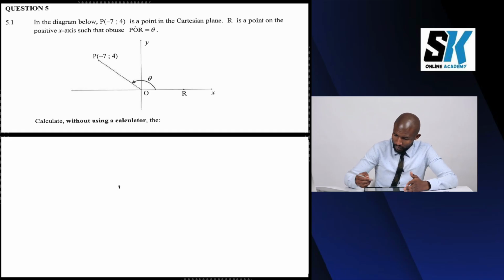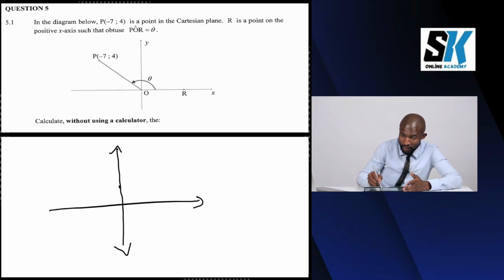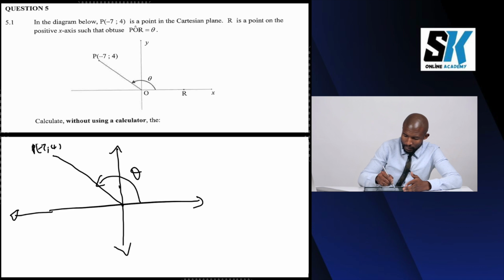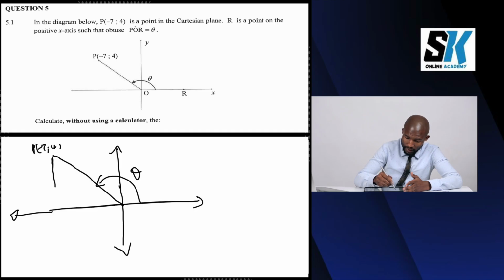So I'll quickly sketch the diagram so that I can get my values first. So I have point P, which is (-7; 4), and then I have my theta there. In order for me to get those values, I need to make a right angle triangle. So I'm going to draw a line that cuts the x-axis, and then this will be my theta.